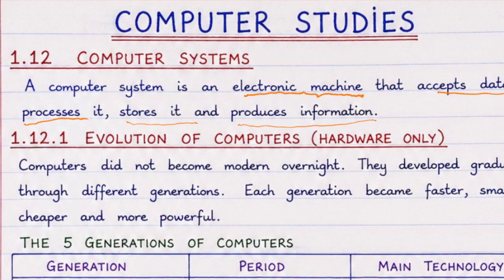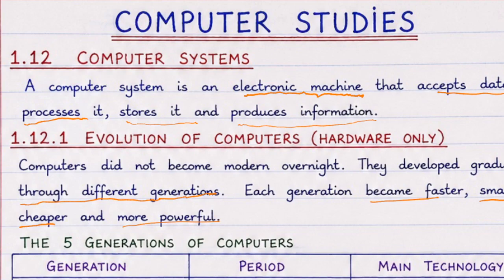Now, evolution of computers, hardware only. Computers did not become modern overnight, just like you did not reach the age you are overnight. You grew daily, weekly, monthly, yearly to the age you are now. So computers did not become modern overnight as well. They developed gradually through different generations. Each generation became faster, smaller, cheaper, and more powerful.